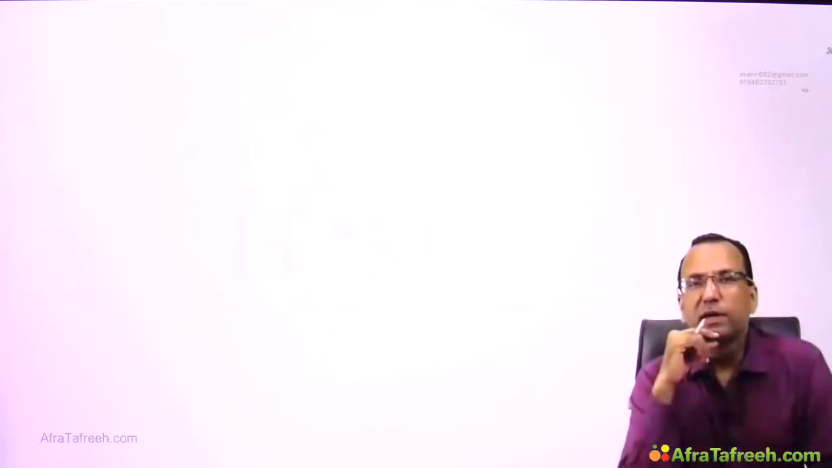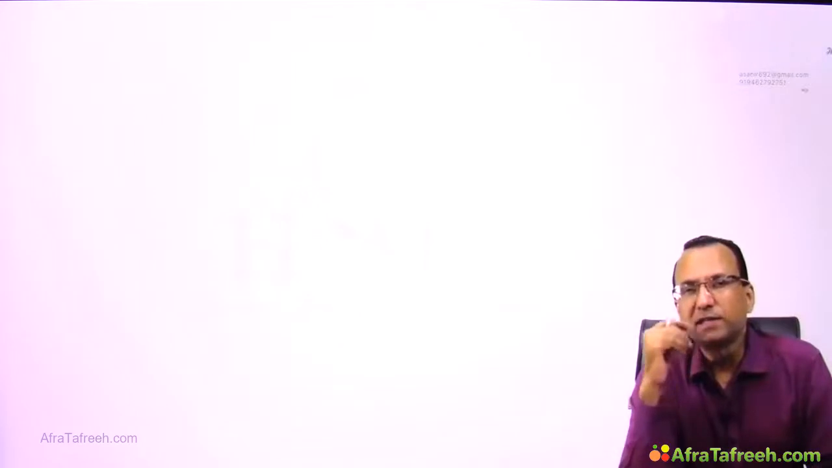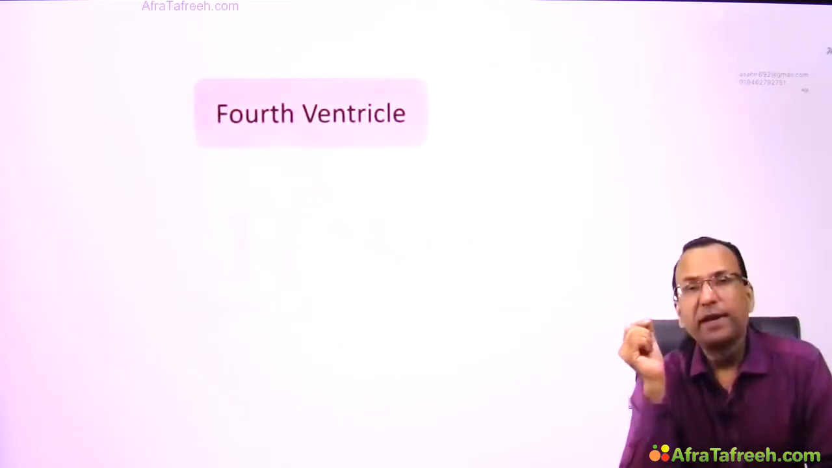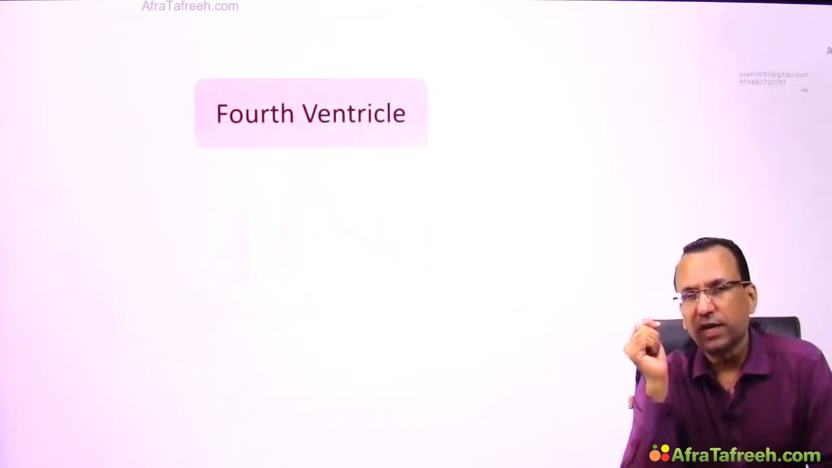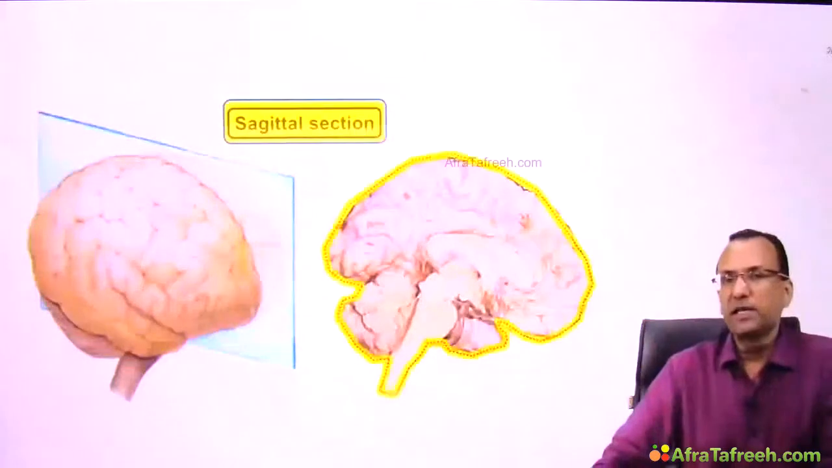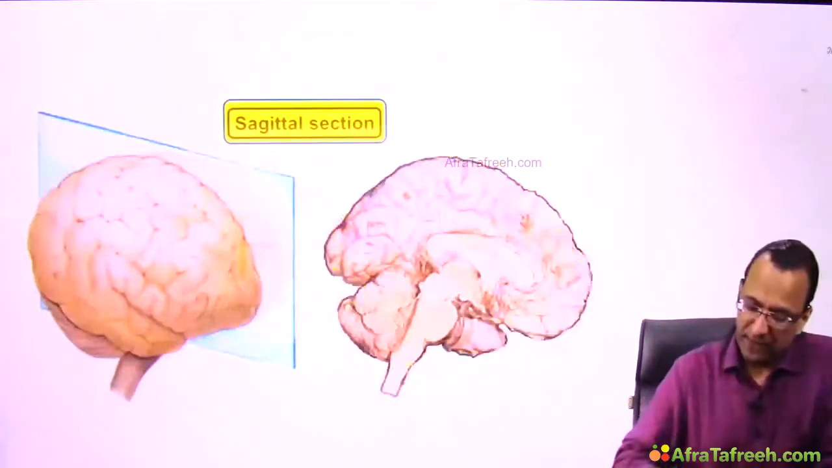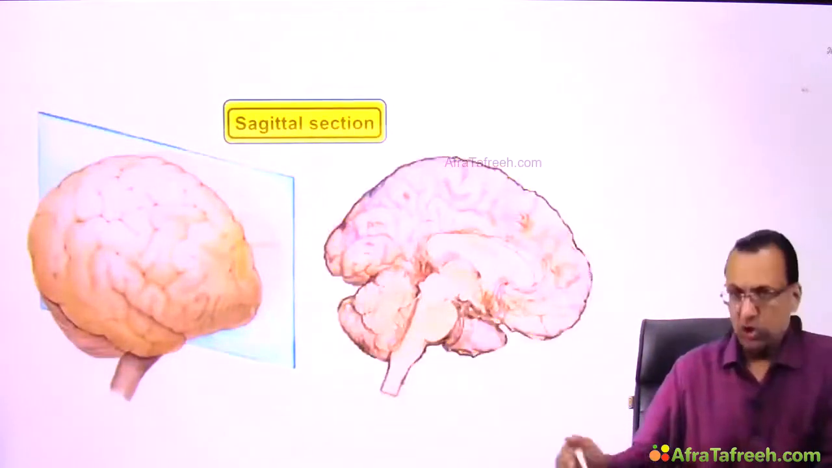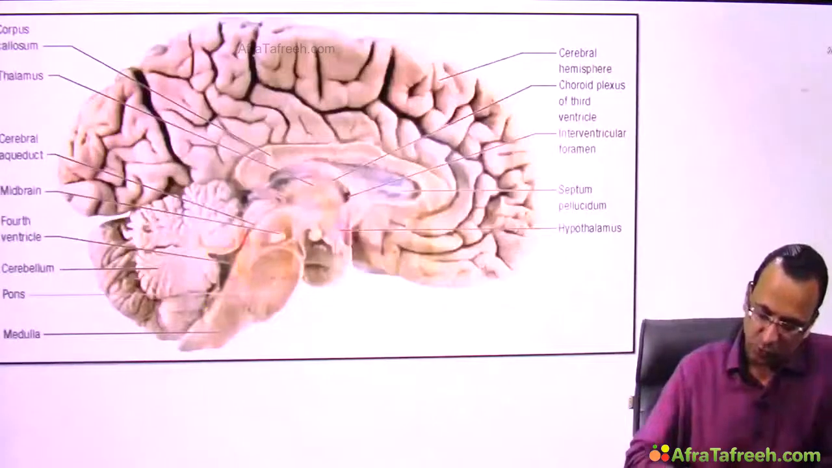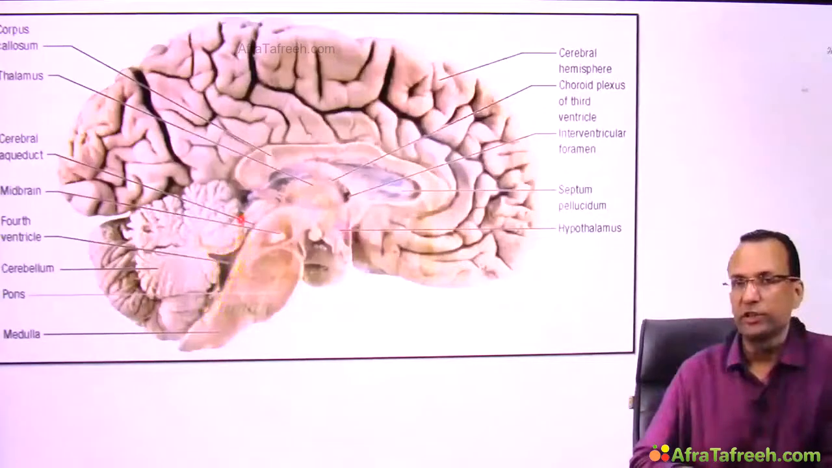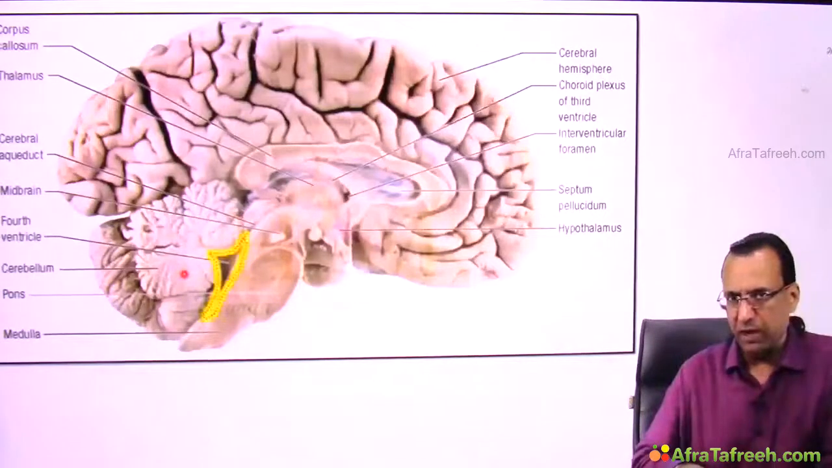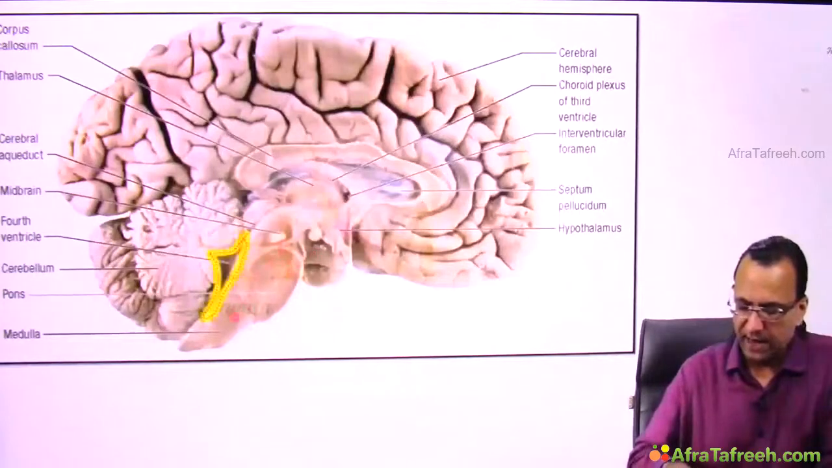So now we are going to look at some details regarding the fourth ventricle, some of the relations and structures in the fourth ventricle. You see, when we take a sagittal section of the brain and look at the medial view, we already have seen that the fourth ventricle is going to be sandwiched between two structures. There is cerebellum posteriorly as the roof and brainstem anteriorly as the floor.